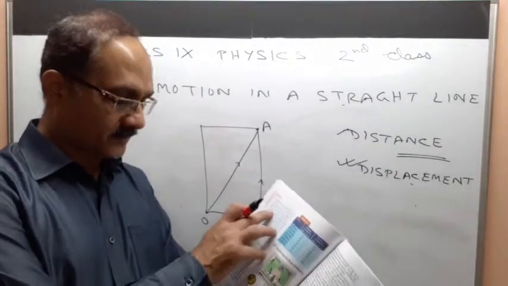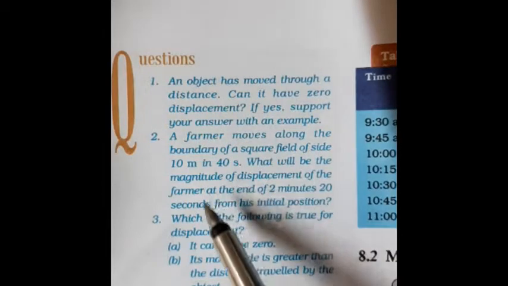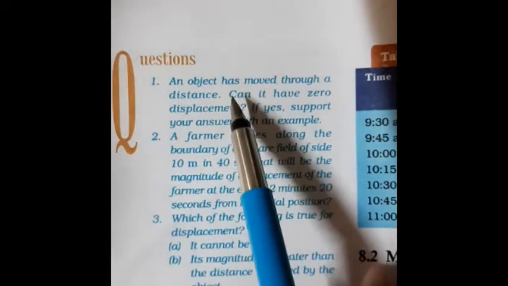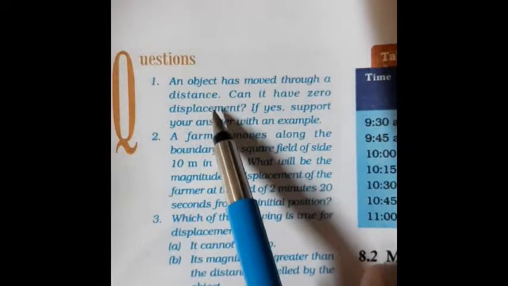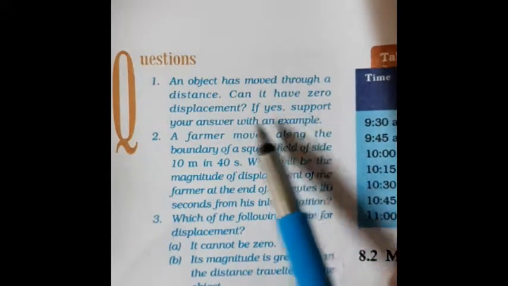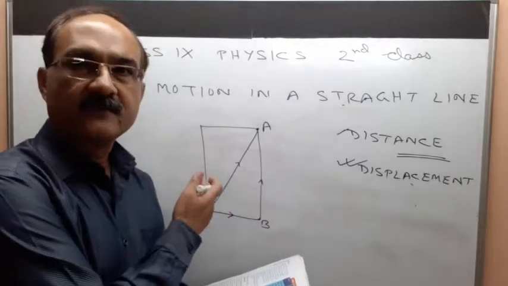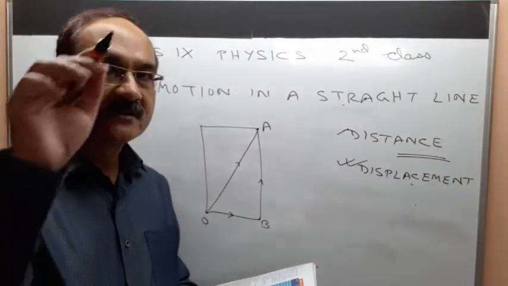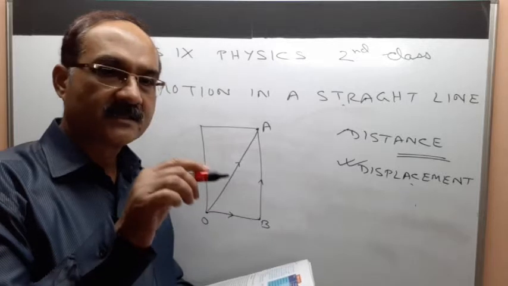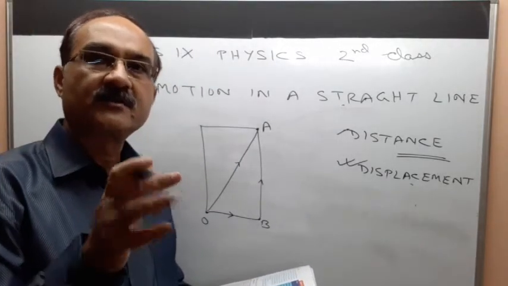Next, there is a question here on the next page, page number 100. So we have 3 questions on page 100. The first question is, an object has moved through a distance. Can it have 0 displacement? If yes, support your answer with an example. This is our example 4. When it moved along the circle and came back to the initial position, its distance was the circumference, 2πr, but the displacement was 0.